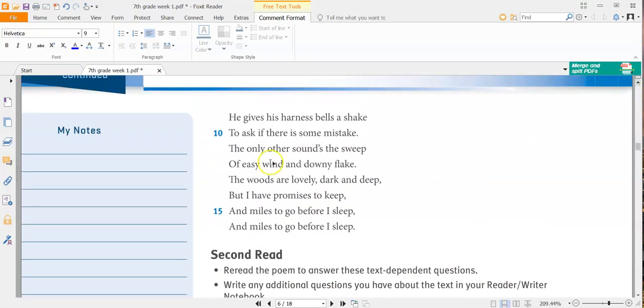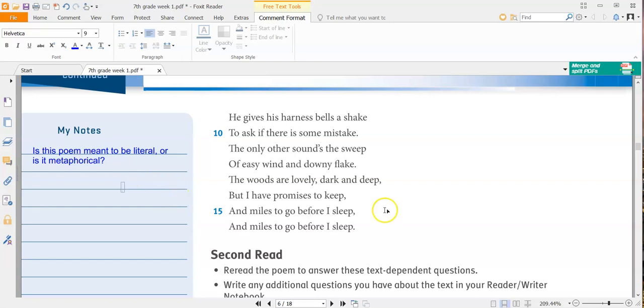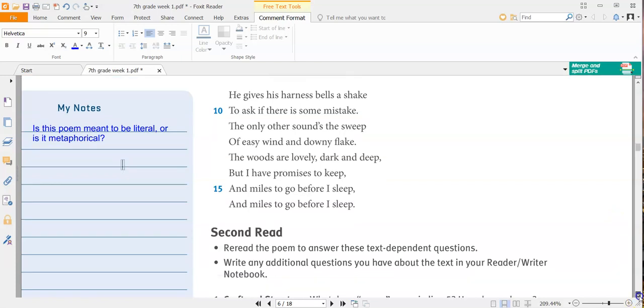So for instance, a question I have is, is this poem meant to be literal, like a man stopping by the woods, or is it meant to be a metaphor, like representing something else? So I'm going to type my question in the notes section. Is this poem meant to be literal? Or is it metaphorical? All right, and so I have the ability to adjust that. I have the ability to add more notes. It's completely up to you what you want to add. All right, so now let's look at the questions.